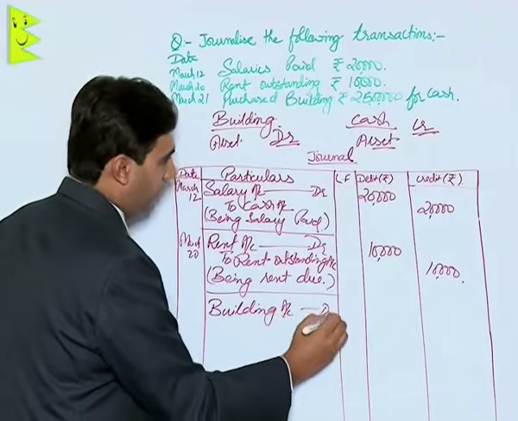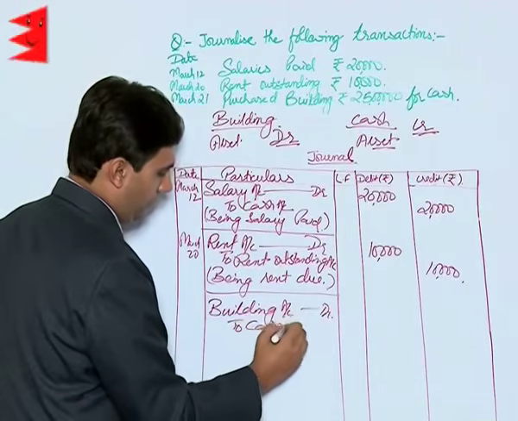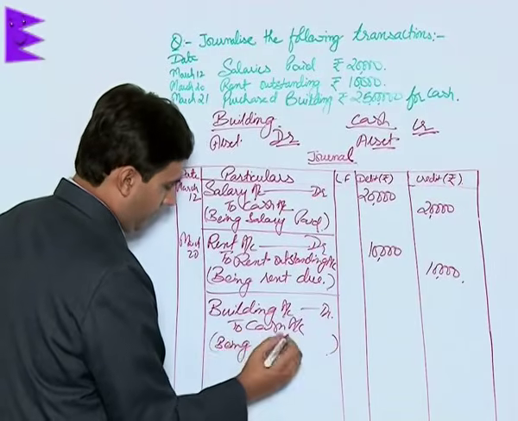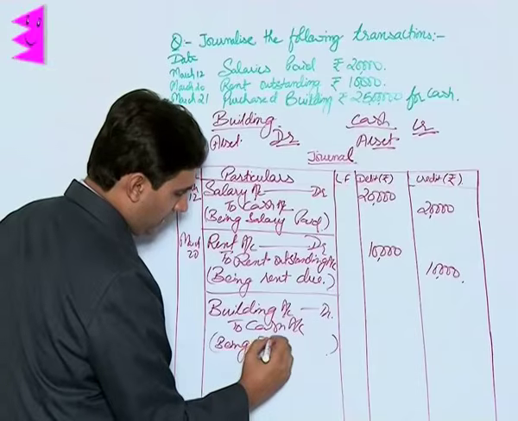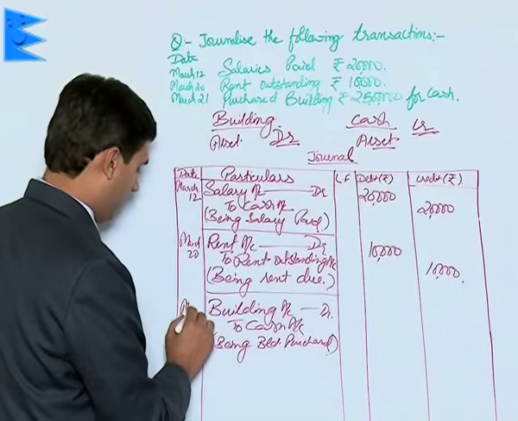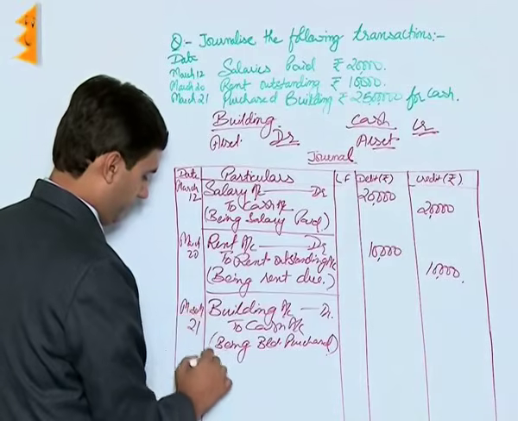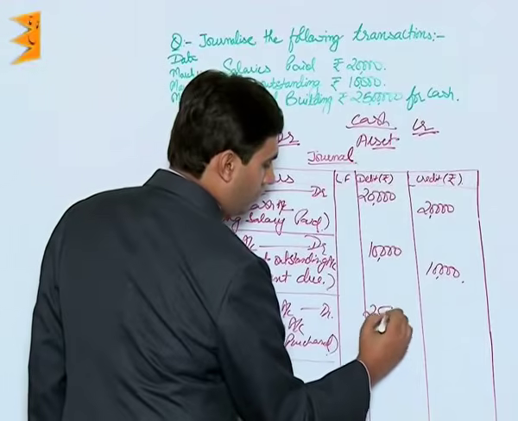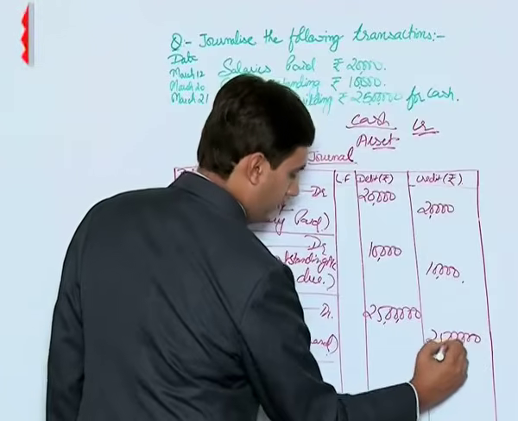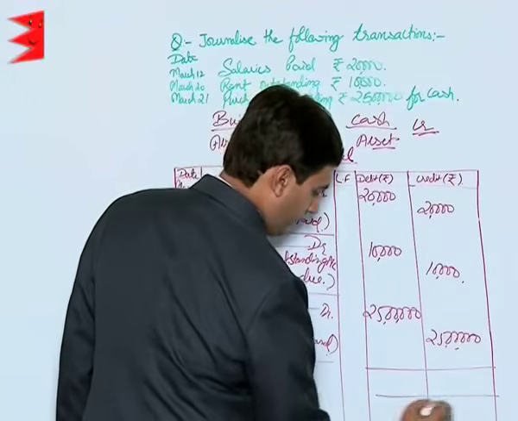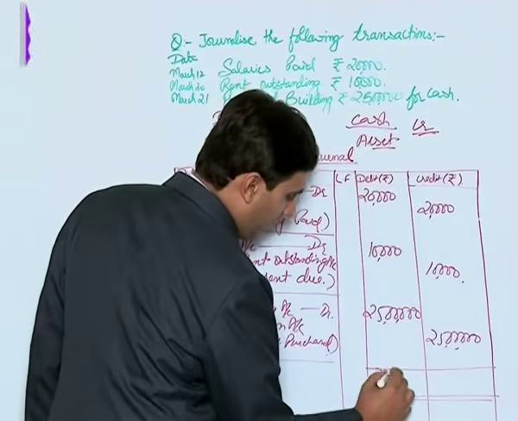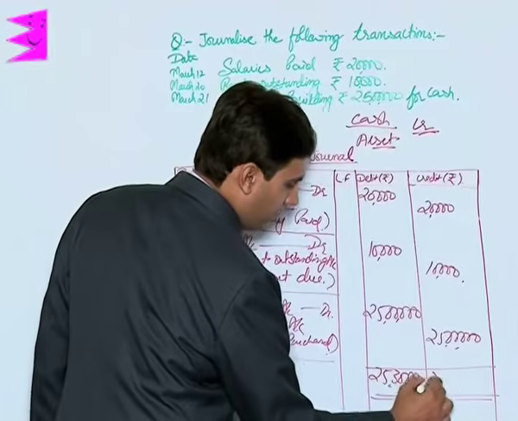Building account debited to cash account, being building purchased. Date is March 21st and the amount is 25 lakhs on both the sides, that is debit and credit. Do total it out and the total is 25 lakh 30,000 on both the sides.